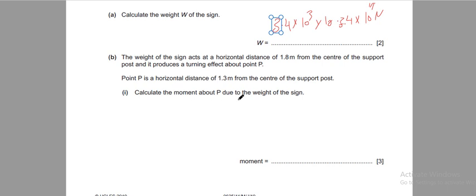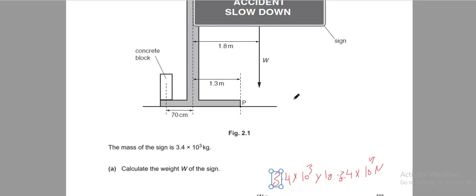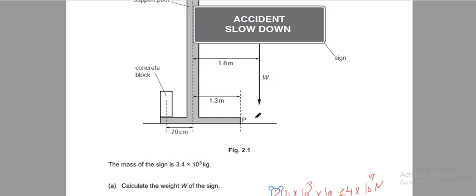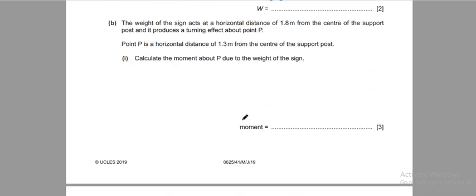Calculate the moment about B due to the weight of the sign. The moment about B is the weight times the perpendicular distance from B to W. This distance is 1.8 minus 1.3, so it is 0.5. So the moment will be the weight that we have just calculated times 0.5 meter, equal to 1.7 times 10 to the power 4 newton meter.